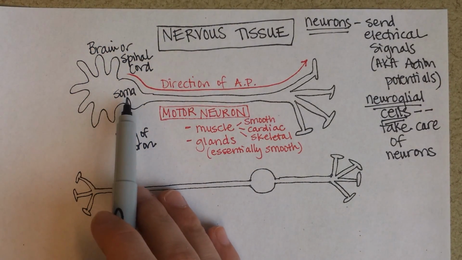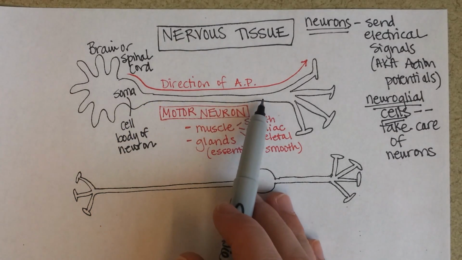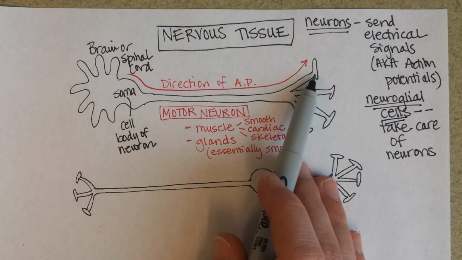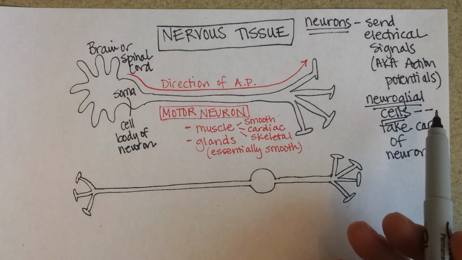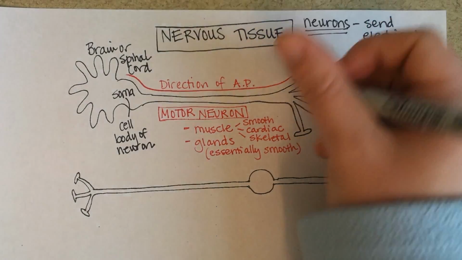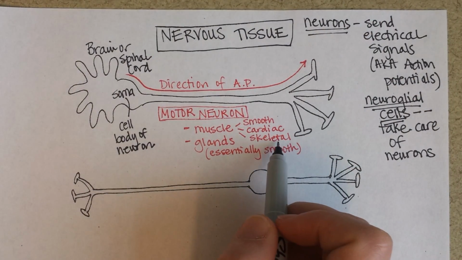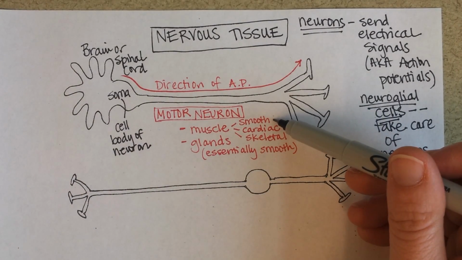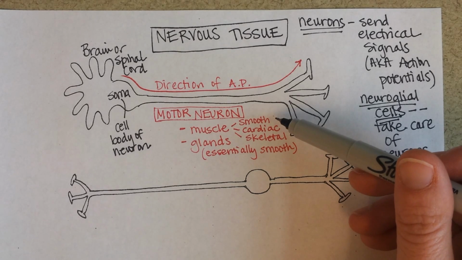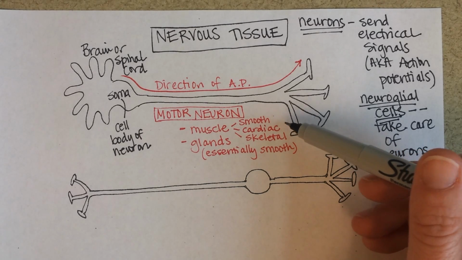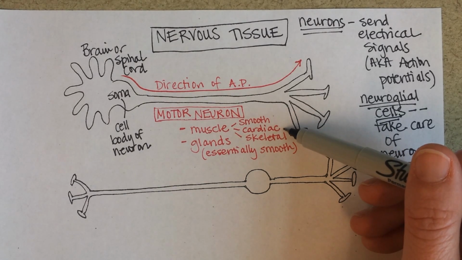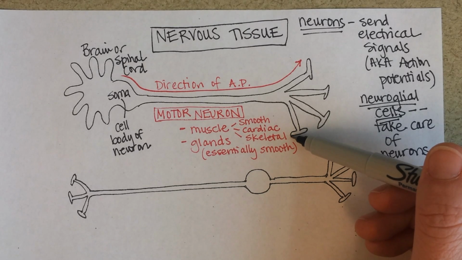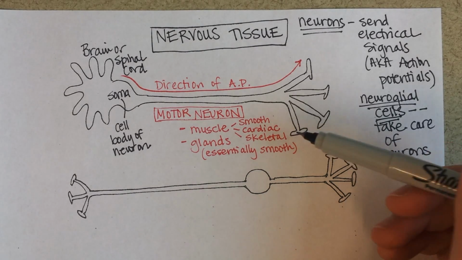And then the axon can project all the way out to a target. And that target can be muscle, smooth muscle, cardiac muscle, or skeletal muscle. It could make the GI tract constrict. It could make a blood vessel constrict. It could make the uterus constrict. It could make the heart beat faster or slower. It could make a skeletal muscle constrict harder or more gently.